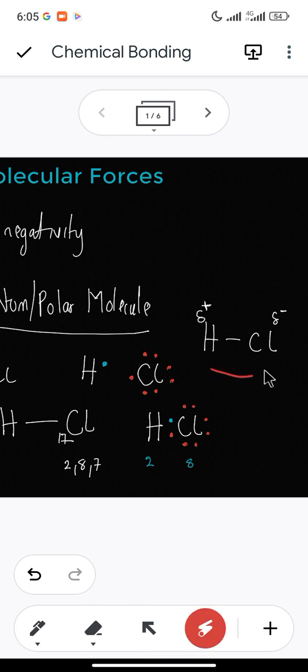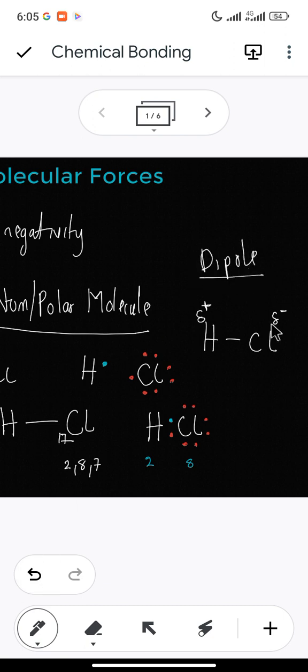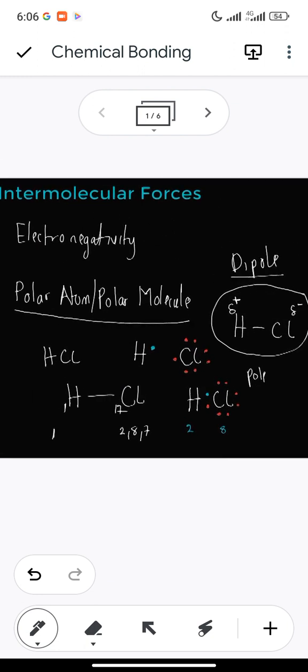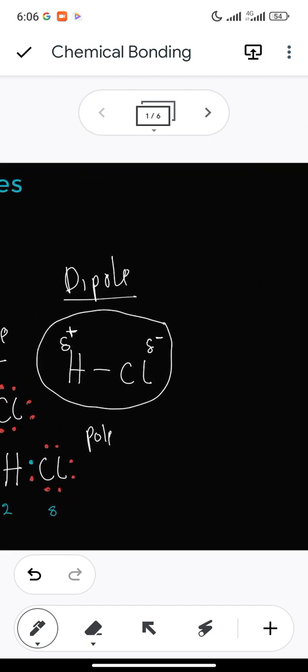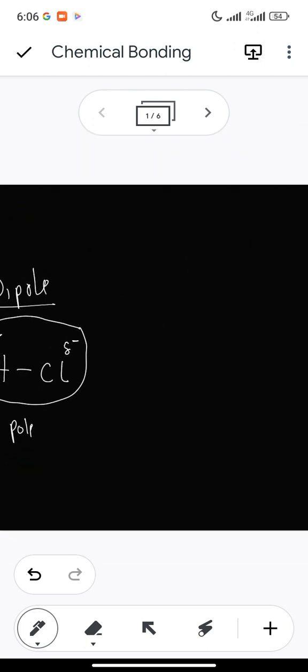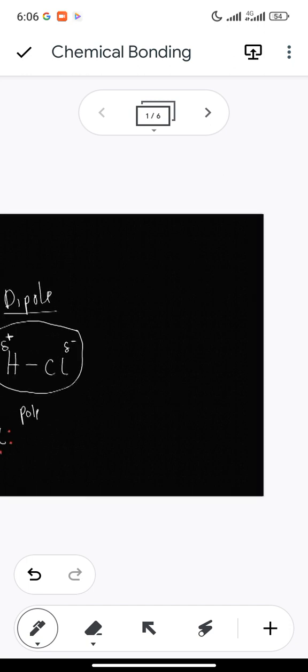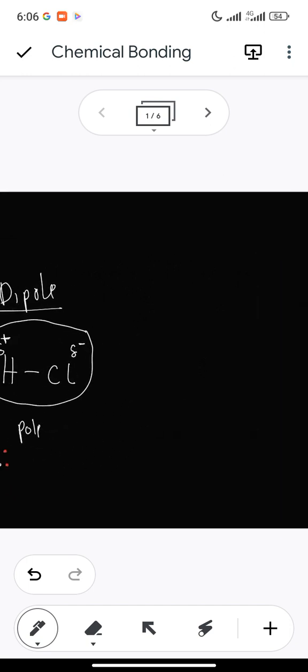In other words, this can be called a dipole. So this kind of molecule is called a dipole. It has two poles. It has the positive pole and the negative pole. That's why they call it a dipole. Now this is an example in terms of a molecule. Let's look at another example of a dipole.